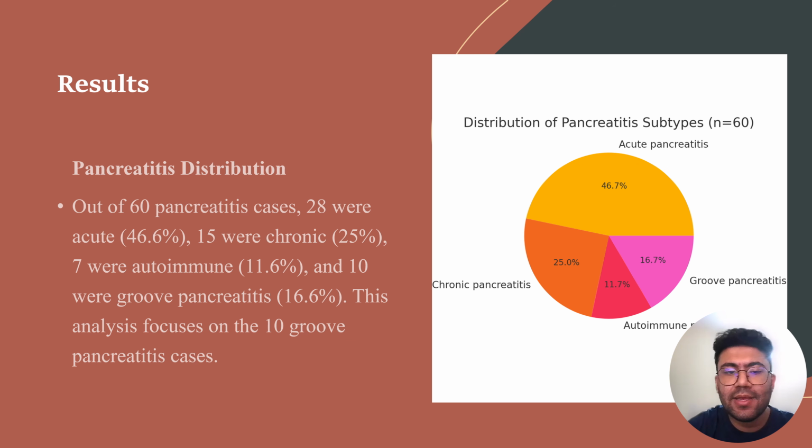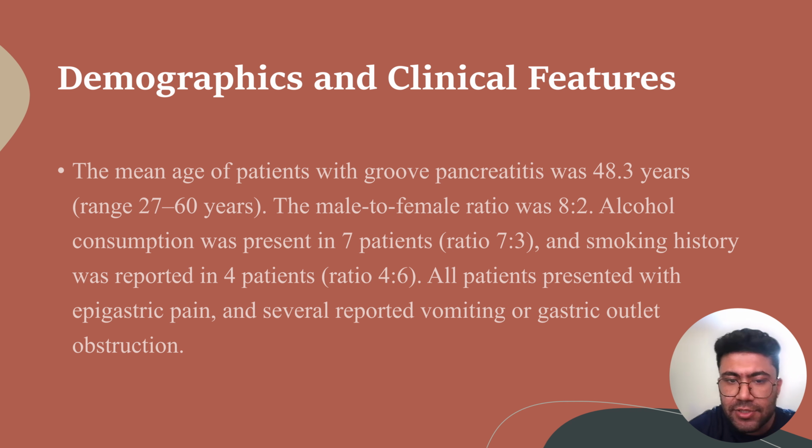Out of the 60 pancreatitis cases, 28 were acute, 15 were chronic, 7 were autoimmune, and 10 were groove pancreatitis. This analysis focuses on the 10 groove pancreatitis cases. The mean age of patients with groove pancreatitis was 48 years. The male to female ratio was 8:2. Alcohol consumption was present in 7 patients. Smoking history was reported in 4. All patients presented with epigastric pain and several reported vomiting or gastric outlet obstruction.